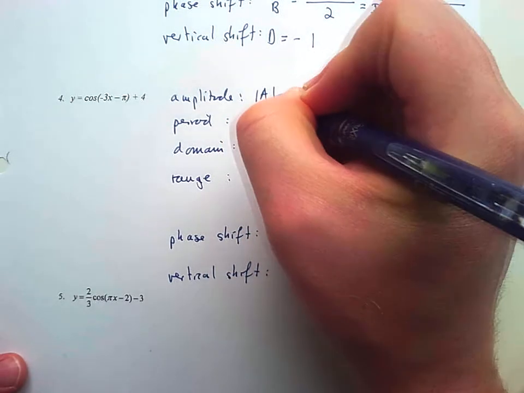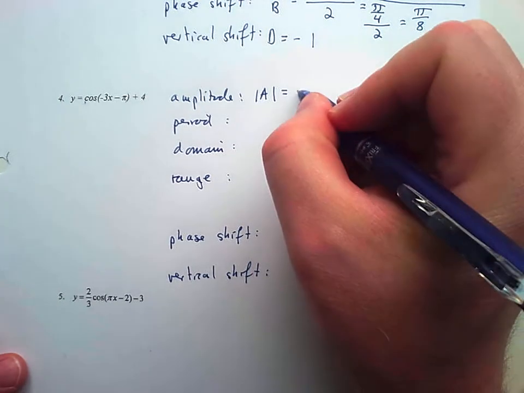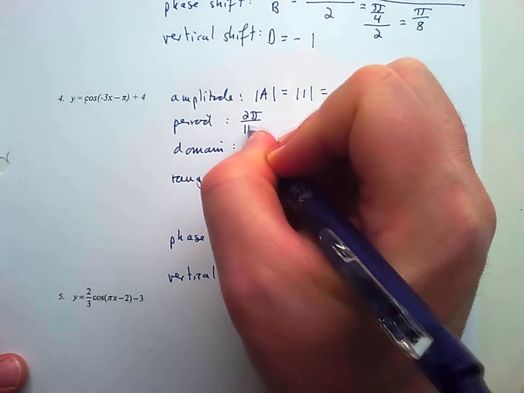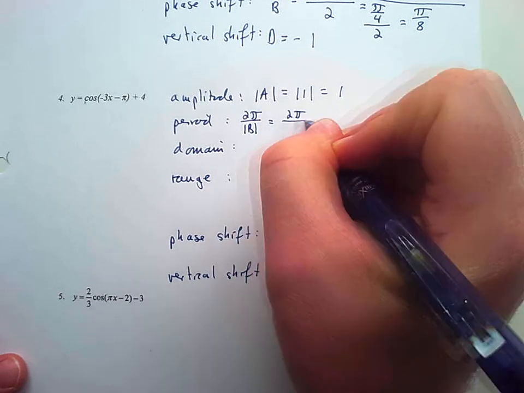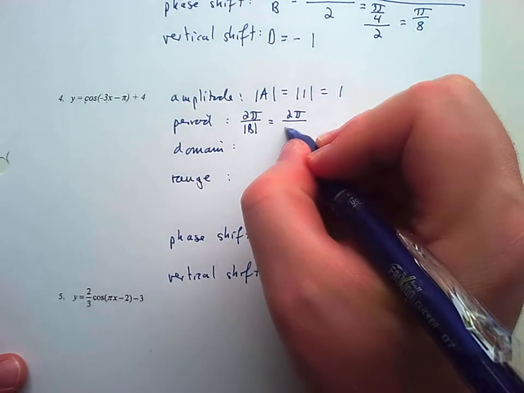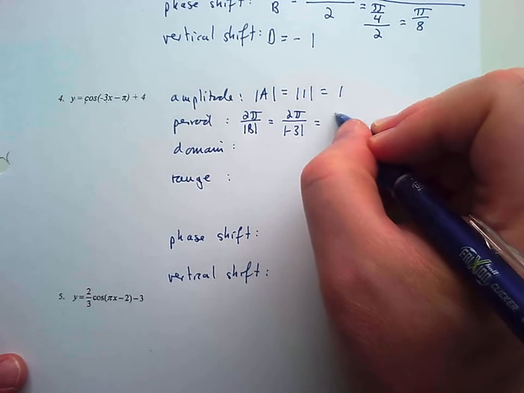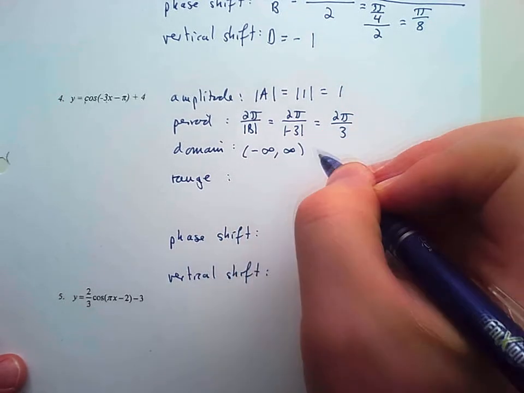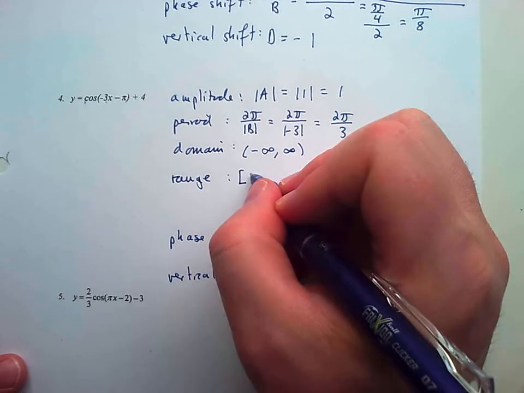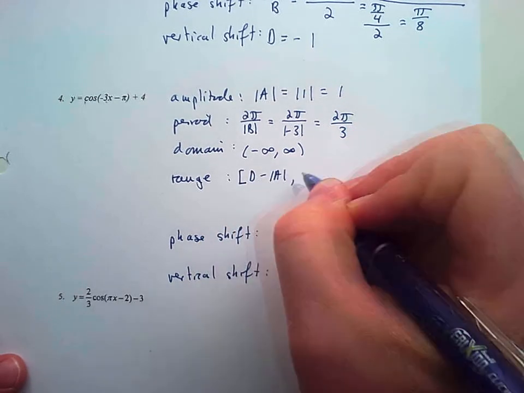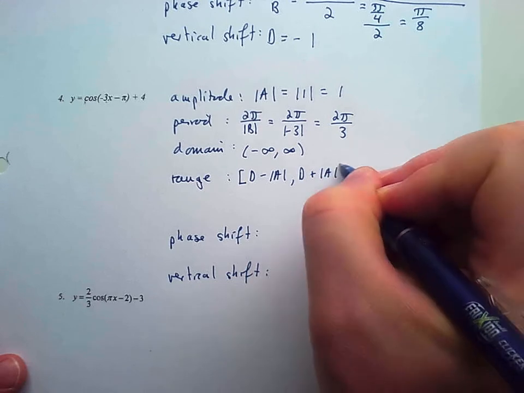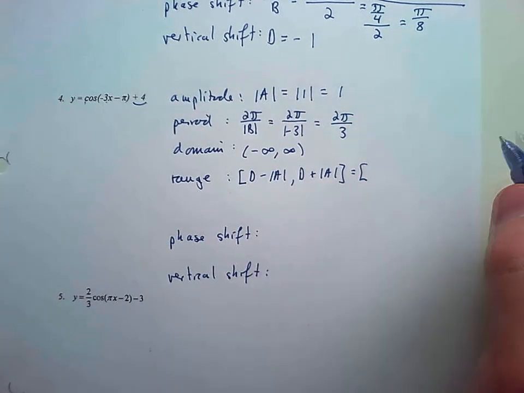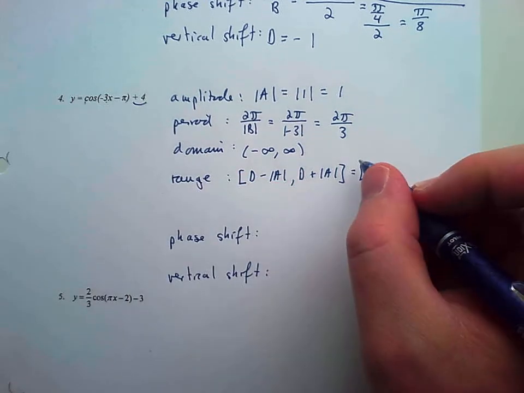Again, amplitude is given to us by the absolute value of A being whatever we're multiplying out front right here. So this is just going to be the absolute value of 1. The period is given to us by 2 pi over the absolute value of B. Here, B is what we're multiplying to x right here, which is equal to negative 3. So therefore, this is going to turn into 2 pi over 3. The domain is always from negative infinity to positive infinity. And our range is from D minus the absolute value of A to D plus the absolute value of A.